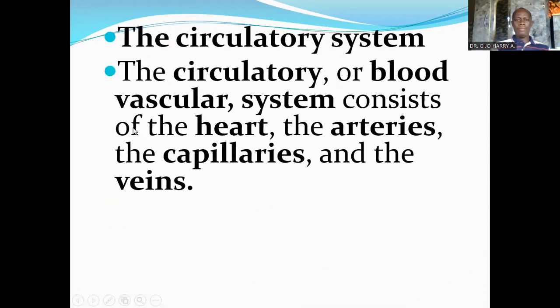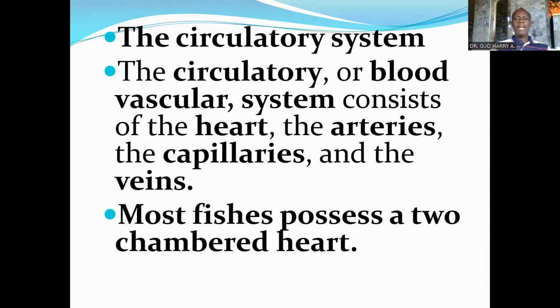Now, the circulatory system of the fish. The circulatory or blood vascular system consists of the heart, the arteries, the capillaries, and the veins. Most fishes possess a two-chambered heart.